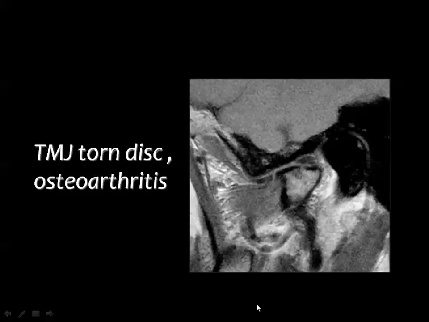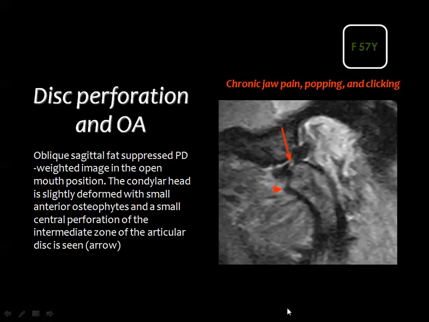And this is an example of a perforated or torn disc, where you see this is in advanced osteoarthritis of the temporomandibular joint. This is the disc which is torn at its middle part, and there is narrowing of the joint space, bone sclerosis of the articular surfaces.